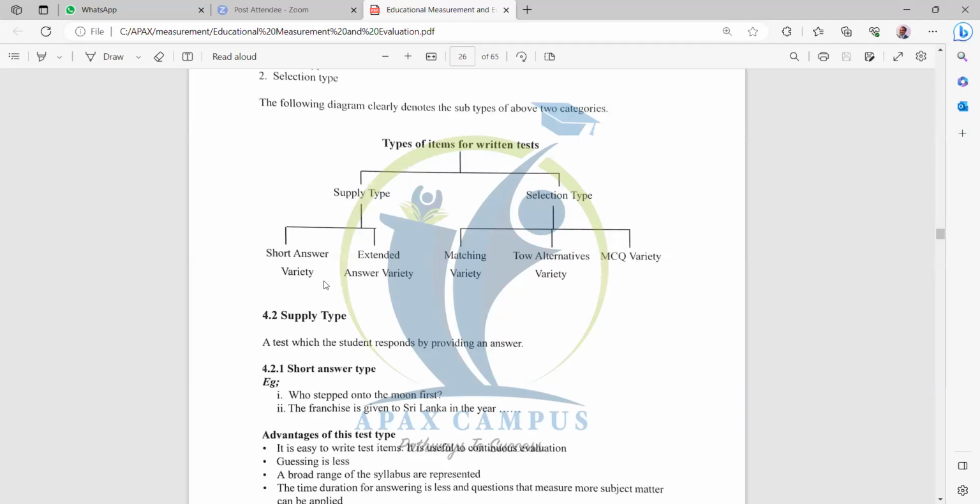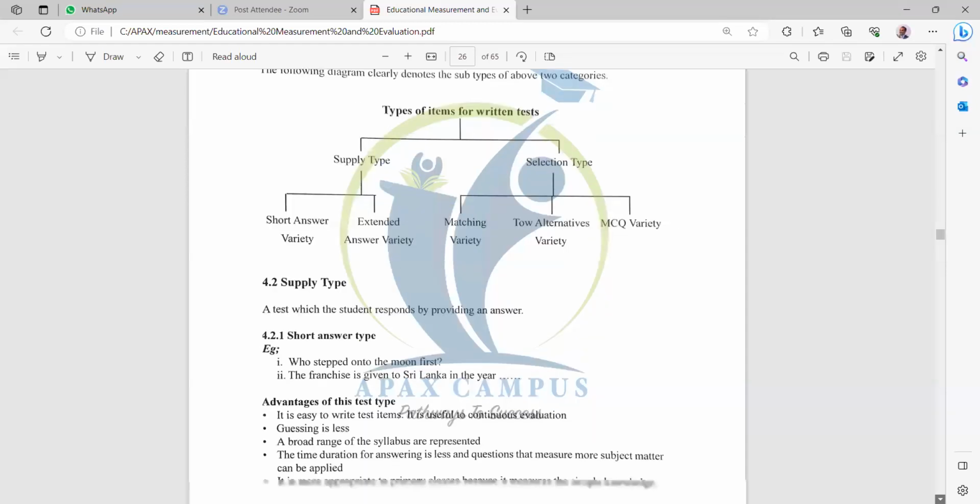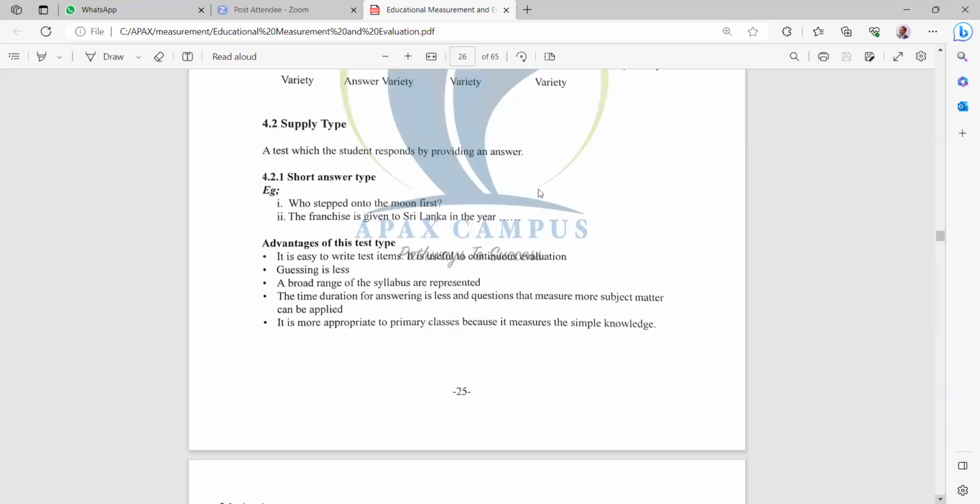So let's look at the supply type, a test to which the student responds by providing an answer. Among the supply type, we are looking at the short answer type first. There are examples. Who stepped onto the moon first? There's only one word. The franchise was given to Sri Lanka in the year... So you should know the answer and write that answer.